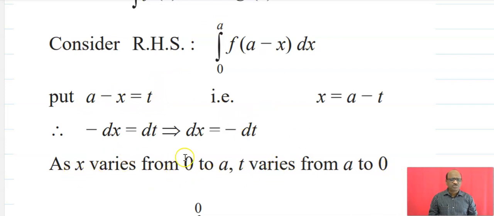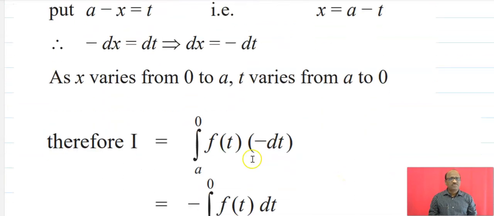As x varies from 0 to a, t varies from a to 0. For the lower limit, we substituted 0, t equals a. For the upper limit, substitute a, you will get t equals 0. Therefore, the limits vary from a to 0.